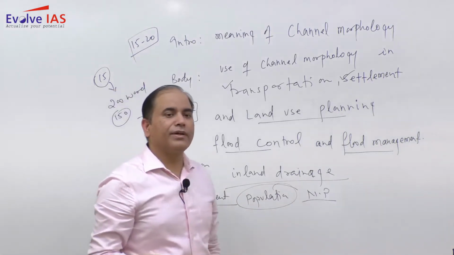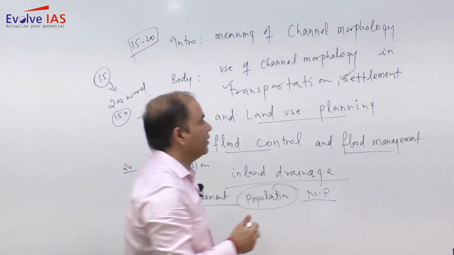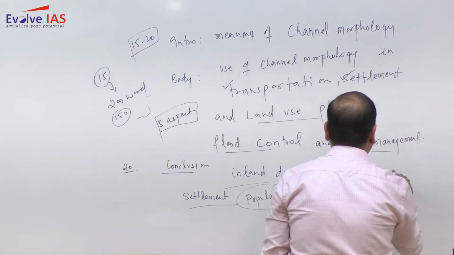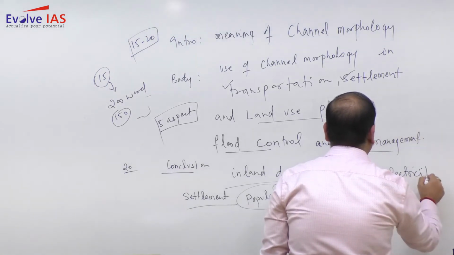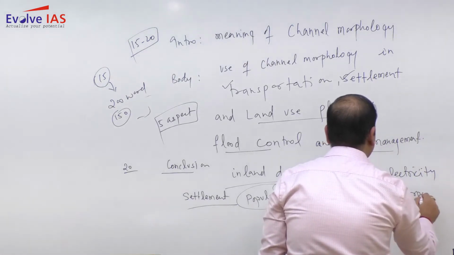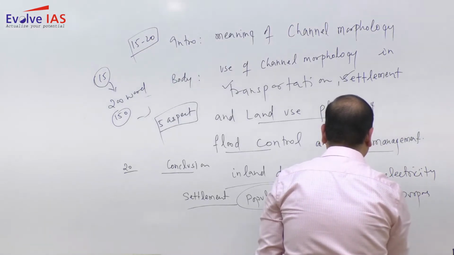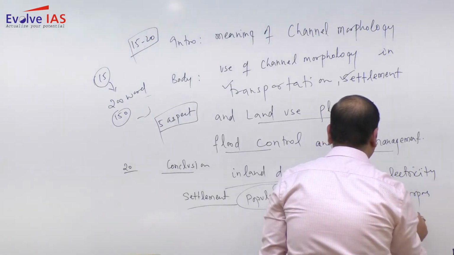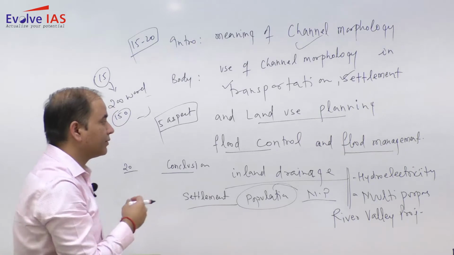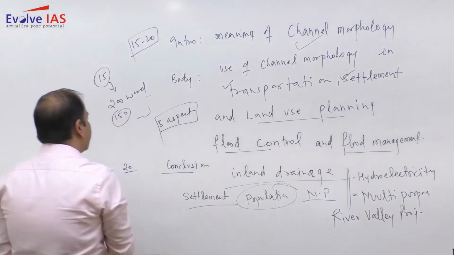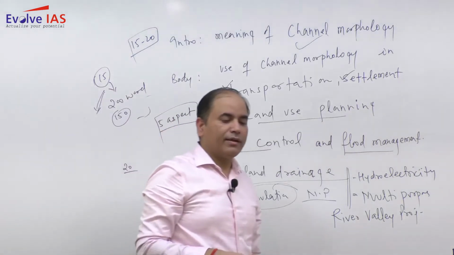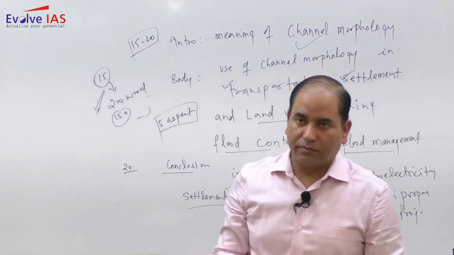Then in land use planning, you can give the reference of most of the hydroelectricity projects and multi-purpose river valley projects, which are associated with channel morphology. Now coming to flood control, you will find some of the rivers that are primarily flowing in the alluvial channel.